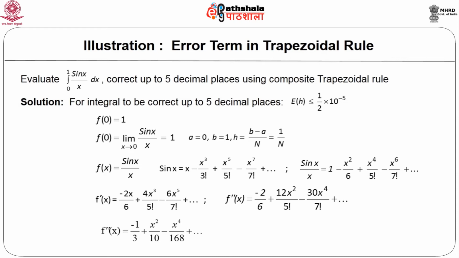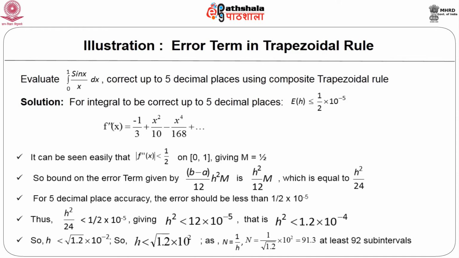12x square by 5 factorial, and so on, and an upper bound on the interval 0 to 1 can be found, and that upper bound is 1 by 2. And so, we can say the error is less than 1 by 24, 1 by n square, and that should be less than half into 10 raised to minus 5, and so h square is less than 12 into 10 raised to minus 5. So, h you get in this case less than square root of 1.2 into 10 raised to minus 2, and so the number of divisions you get as 91.3.